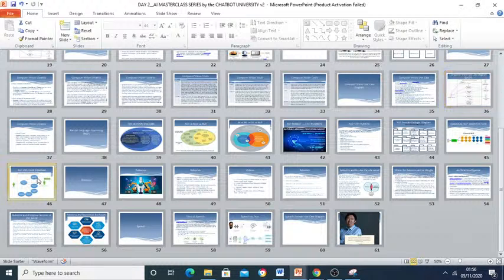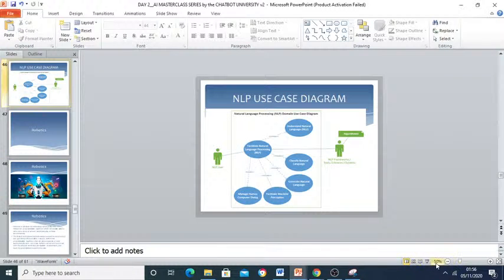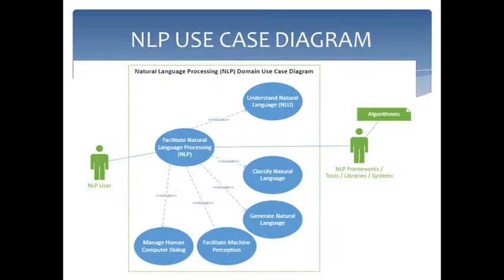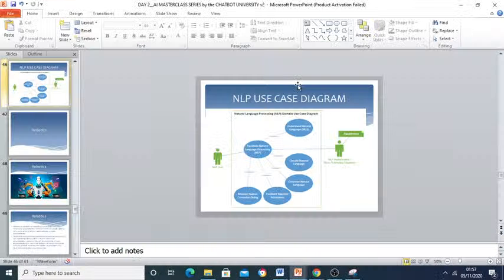We have also done that for NLP. This is the NLP one. The facilitation of natural language processing includes the need to understand natural language, classify natural language, generate natural language, facilitate machine perception, and also manage human-computer dialogue using a number of NLP, natural language processing frameworks, tools, libraries, and systems. And so we have also painted a picture for NLP.